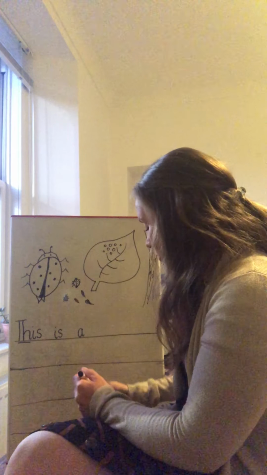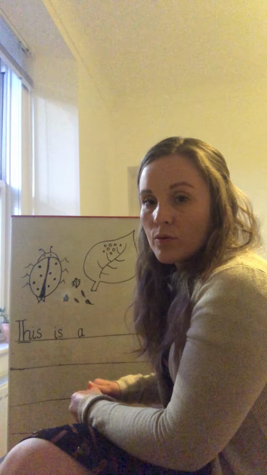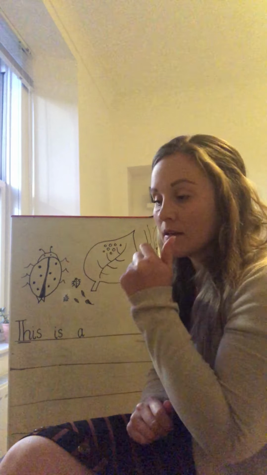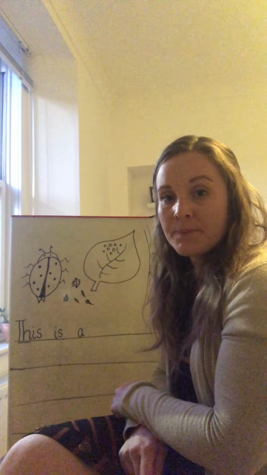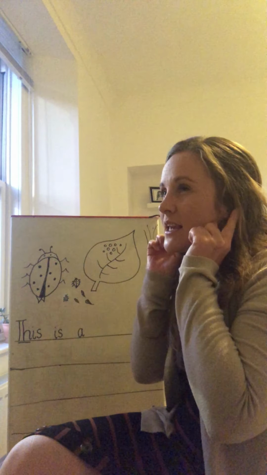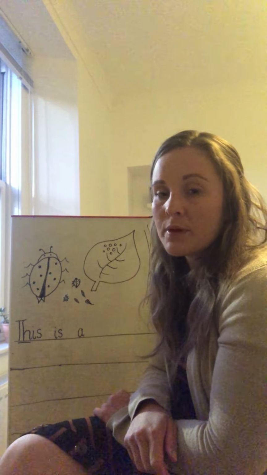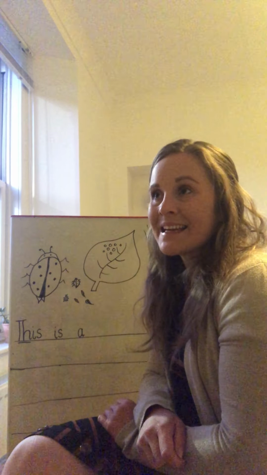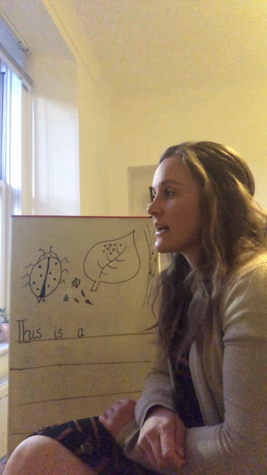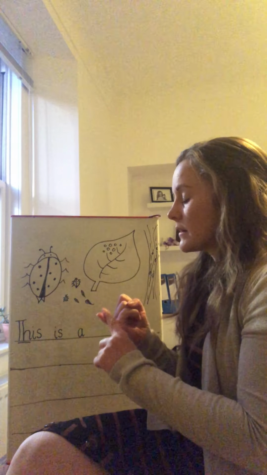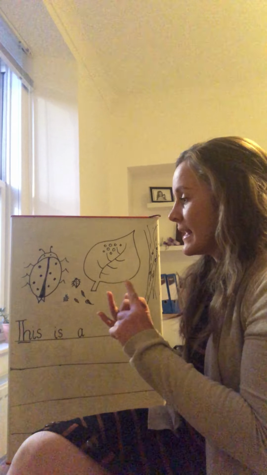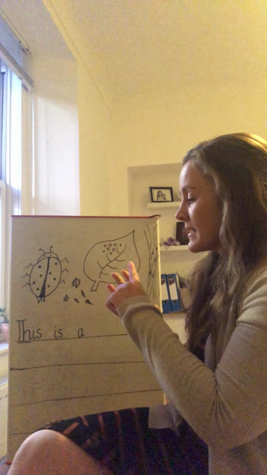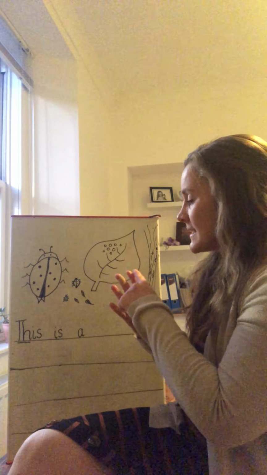Now this is a tricky word, ladybird. Okay, so I can hear 2 words in the word ladybird. Lady, bird. Even though it's all one word, I can hear 2 words in that. So I'm going to break down the word to help me to spell it. So the first word is lady. Let's hear what sounds we can hear. L, A, D, A. Lady.